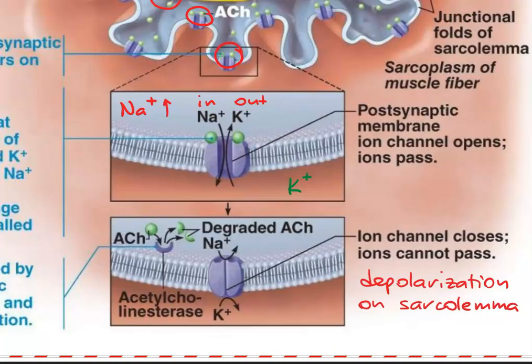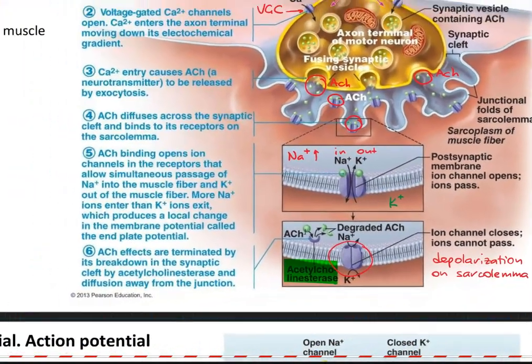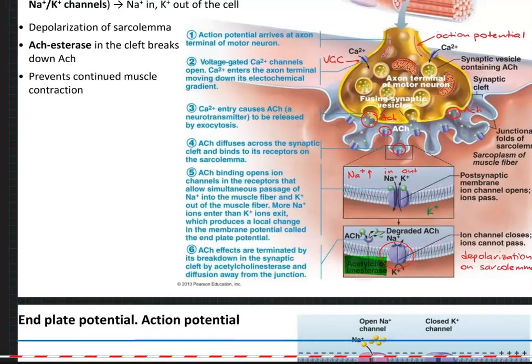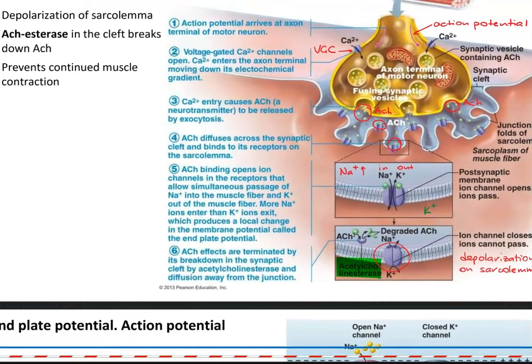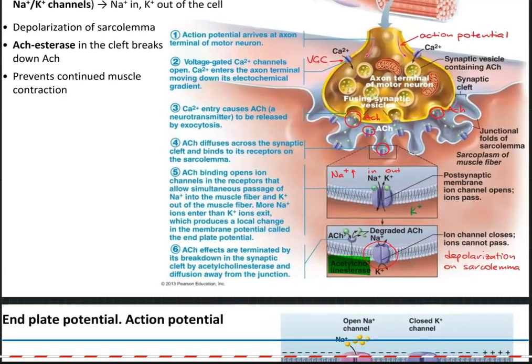As we discussed before, you have to terminate the signaling. You have to remove neurotransmitter, and as you may remember, acetylcholine is removed by enzymatic degradation. The enzyme called acetylcholine esterase degrades acetylcholine, and that results in the closing of the sodium-potassium channel. Because obviously if you don't terminate, then you're going to have constant contraction.